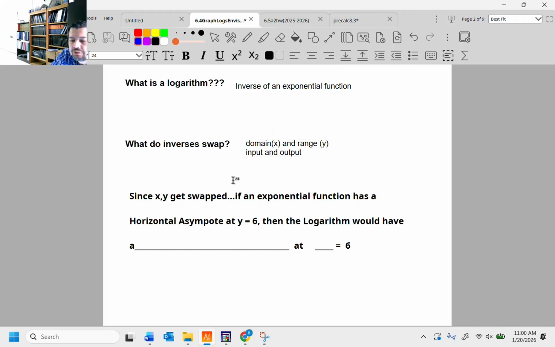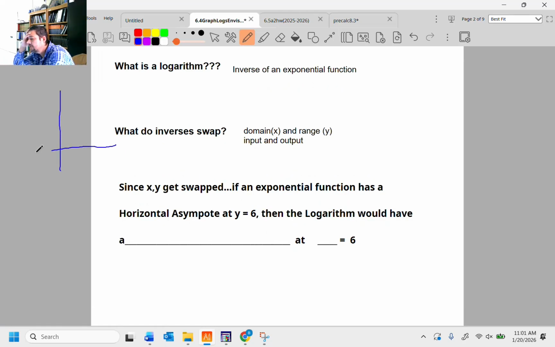Since x and y get swapped, if an exponential function has a horizontal asymptote at y equals 6, so for those of you who have no idea what a horizontal asymptote is, a horizontal asymptote is a horizontal line that you cannot cross. We'll just say that's y equals 2. Now, if they get swapped, then the logarithm would not have a horizontal, because if we swapped x and y, we'd have x equals 2. But this was 6. Let me just say that's y equals 6 to make this x equals 6, just for the context of the problem.